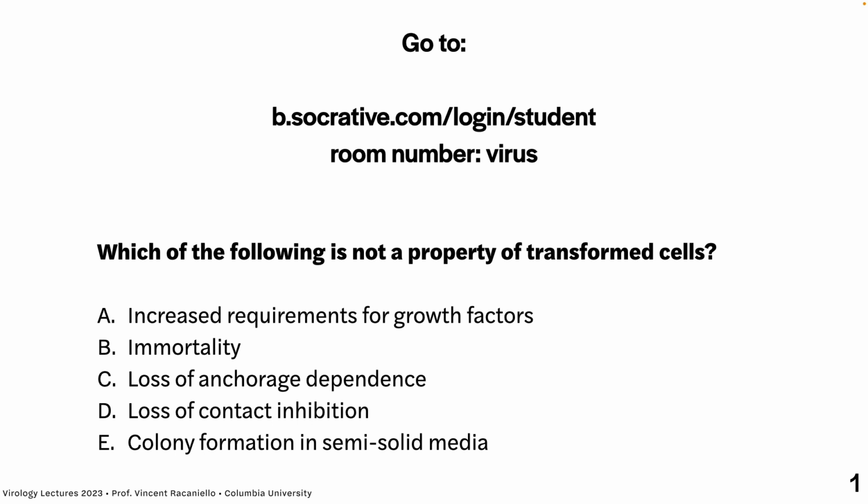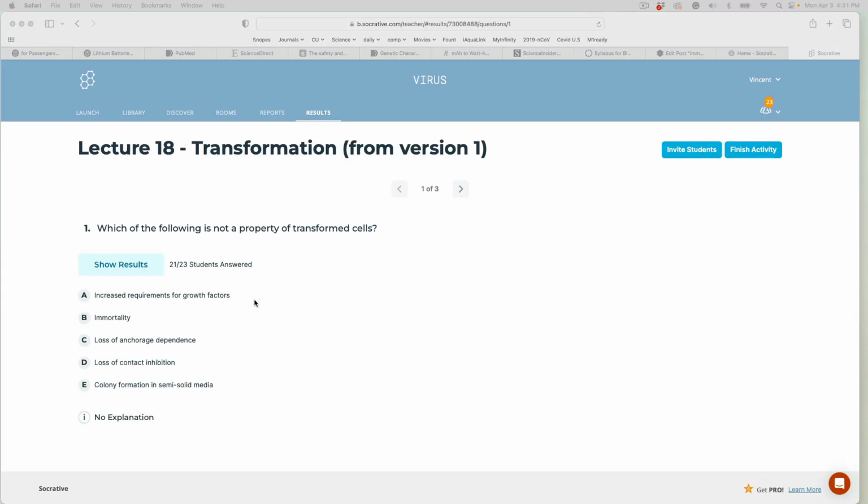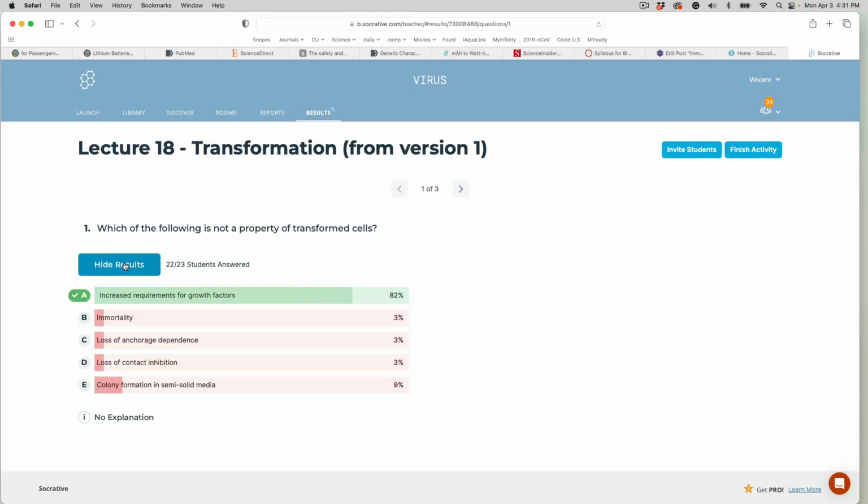All right, our first question is, which of the following is not a property of transformed cells? Increased requirements for growth factors, immortality, loss of anchorage dependence, loss of contact inhibition, colony formation in semi-solid medium. What's not a property of transformed cells? All right, what do we have here? Yes, increased requirements is not a property of transformed cells. We have decreased requirements for growth factors. All of the others are properties of transformed cells: immortality, loss of anchorage dependence, loss of contact inhibition, and colony formation in semi-solid media.